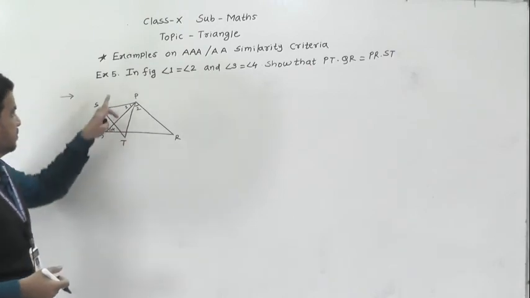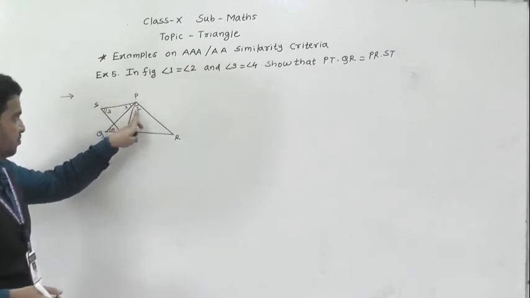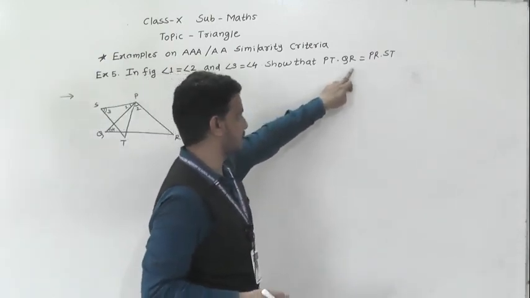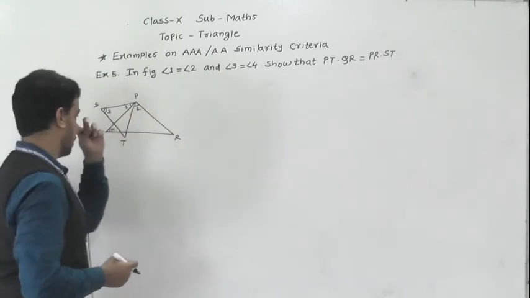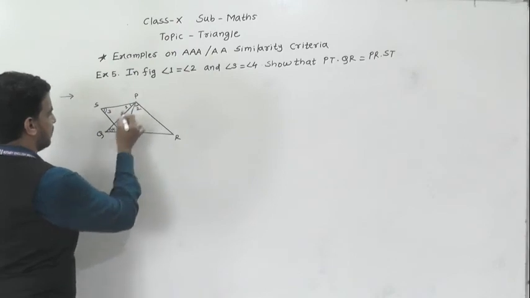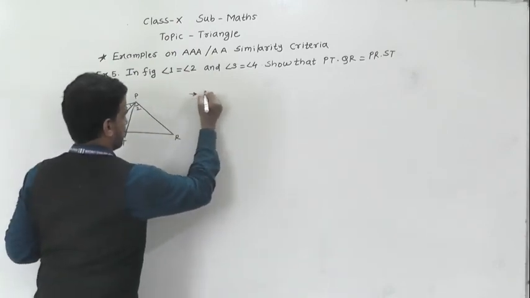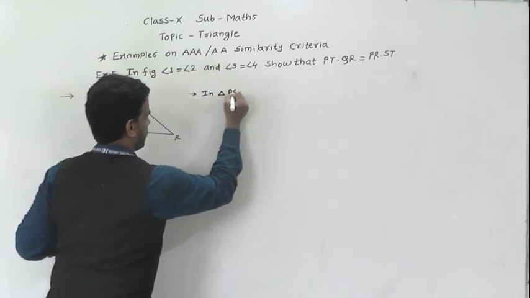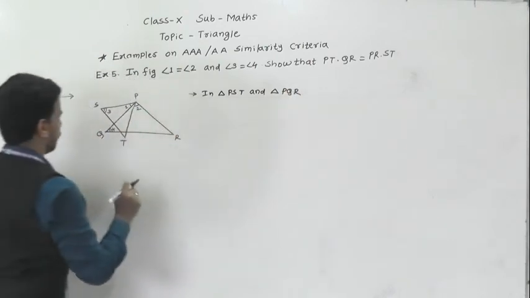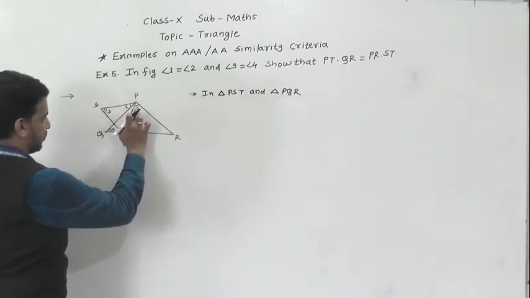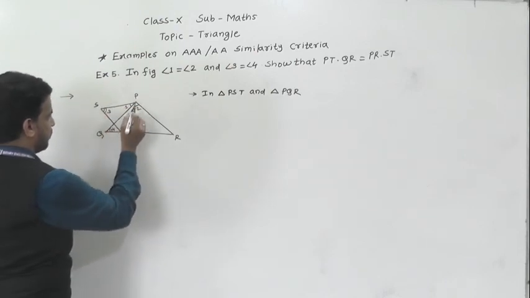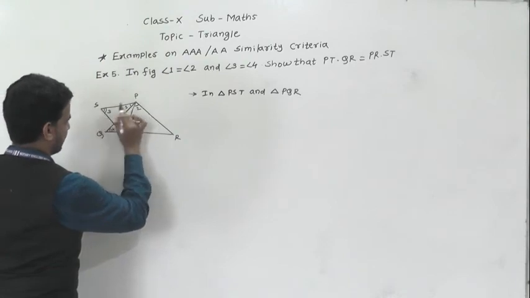Okay, the next example is: in the figure, angle 1 is equal to angle 2 and angle 3 is equal to angle 4 given. We have to show that PT into QR is equal to PR into ST. Now here we have to consider these two triangles, triangle PST and triangle PQR. Here what is given? Angle 1 and angle 2 are given, but if we consider triangle PST, we want this whole angle P, that is angle SPT.